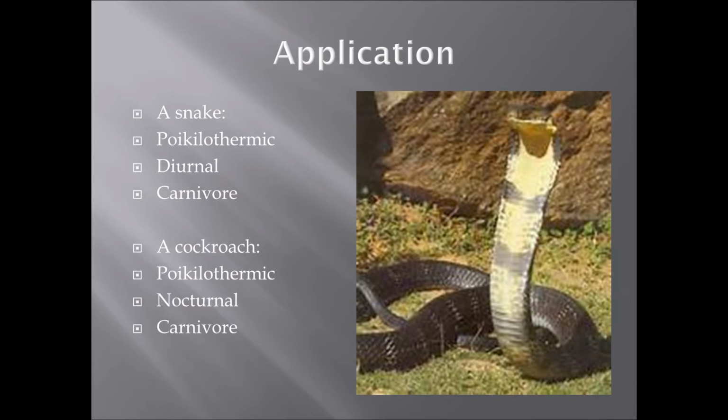It eats meat. A cockroach is also cold-blooded, poikilothermic. It's nocturnal, they come out at night, and it's also a carnivore, even though cockroaches sometimes might eat stuff that's not meat, but traditionally in the wild, they would only eat meat. They're more scavengers too. They're not predators. They would eat stuff they find that's already dead.